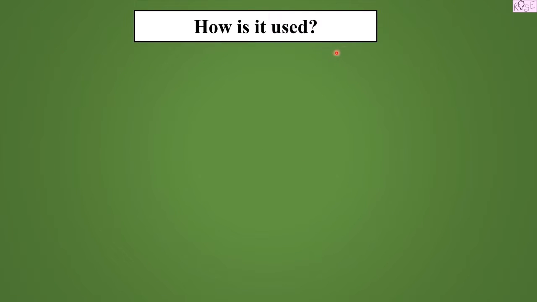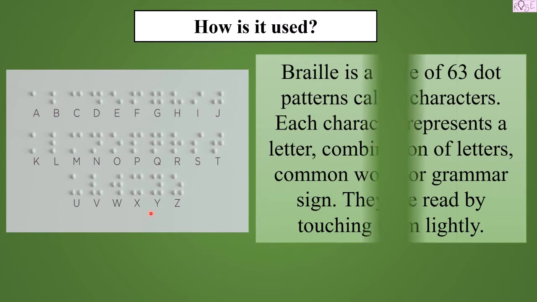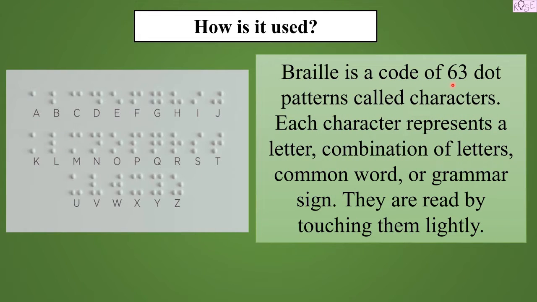How is it used? So this is the Braille system that we saw. Braille is a code of 63 dot patterns called characters. So these are dot patterns. So this is a dot pattern for A, this is a dot pattern for L. So how many codes does Braille have? It has 63 dot patterns, and each pattern is known as a character. Each character represents a letter, combination of letters, common word or grammar sign.